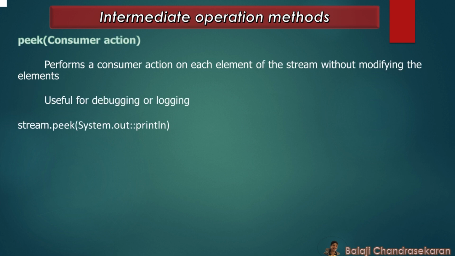The peek method performs a consumer action on each element of the stream without modifying the elements, and it is useful for debugging or logging. In the given example, I use the peek method for a stream instance, which prints each element of the stream to the console. Note that System.out::println is a method reference to the println method of the System.out object.